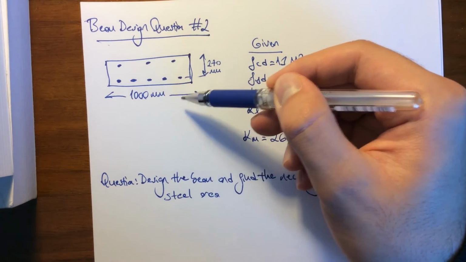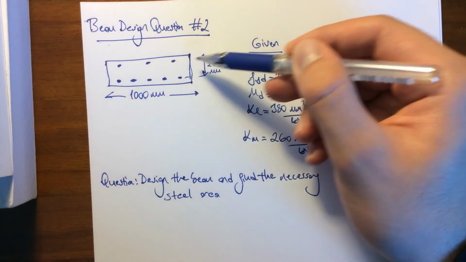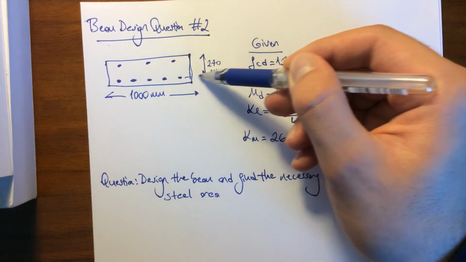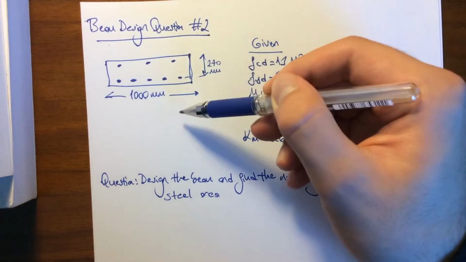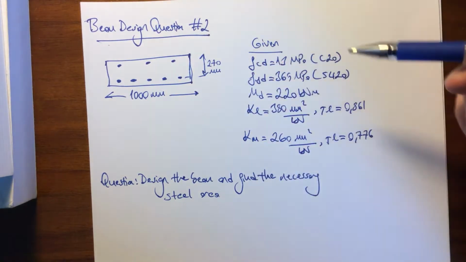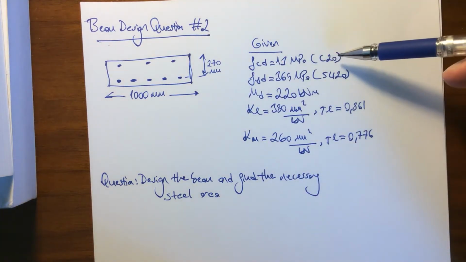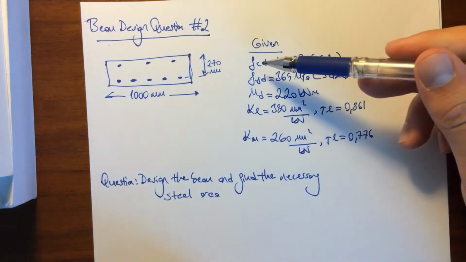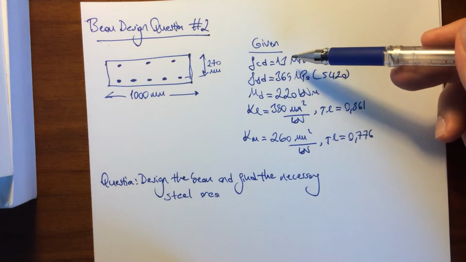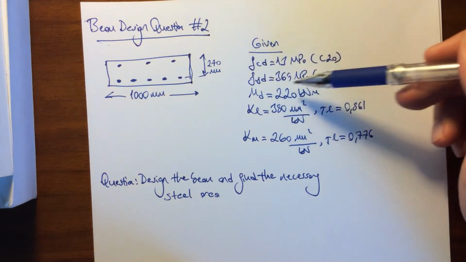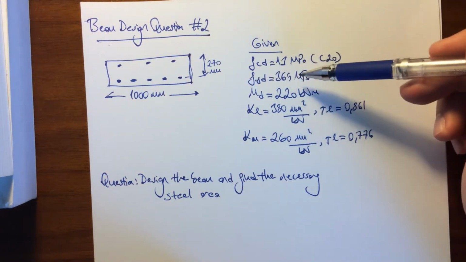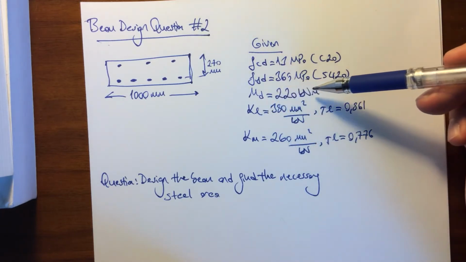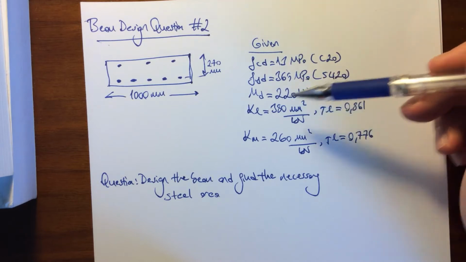Other than that, let's cover the given parameters very briefly. The D, which is the distance from the top of the concrete fiber to the center of the steel layer, is 270 millimeter. Base width is 1000 millimeter. Again, we are using C20 and S420 steel. The design concrete strength is 30 megapascals and the yield design strength of steel is 365 megapascals. As I said, we have a different design moment, which is equal to 220 kilonewton meter.